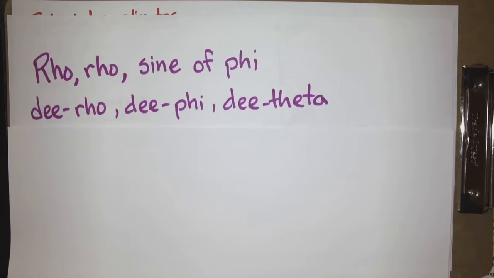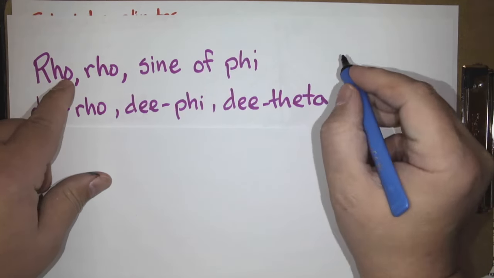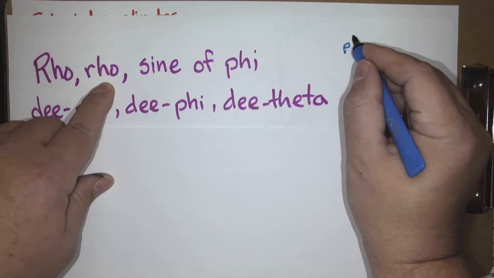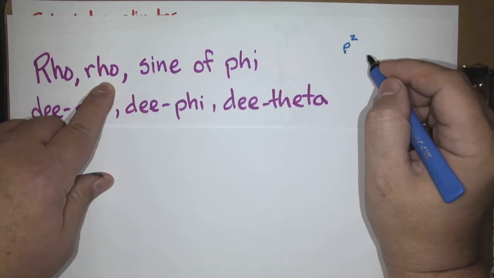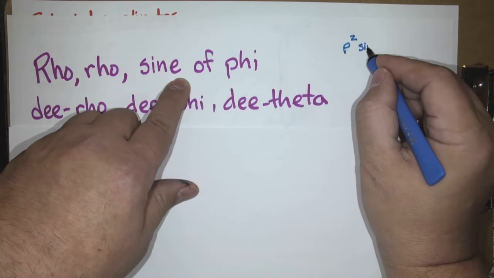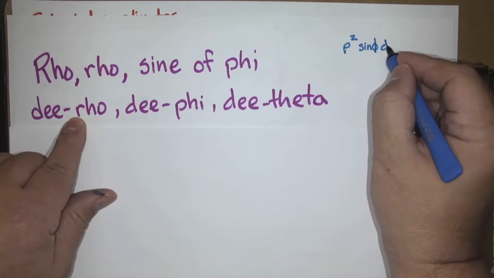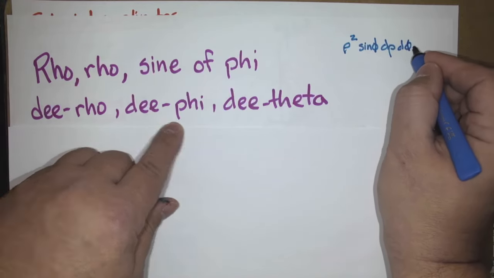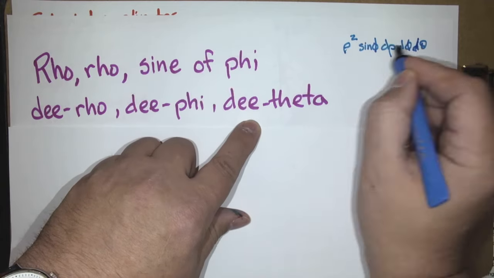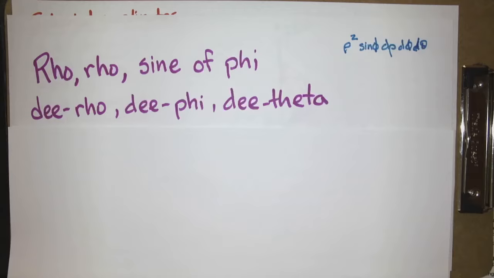It's based off of the song, Row, Row, Row Your Boat. And here's how it goes. Row, row, sine of phi, d rho, d phi, d theta. Now, you might say, wait, how does that help me? Well, you've got a row, row. So there's 2 of them. That's a rho squared. Sine of phi. d rho, d phi, d theta. Yes? That's the formula.